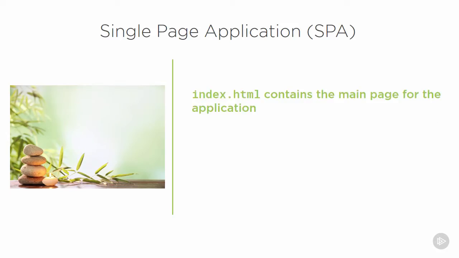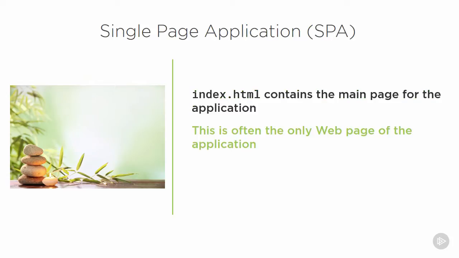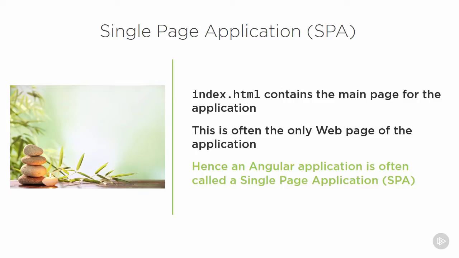Most Angular applications have an index.html file that contains the main page for the application. This index.html file is often the one true web page of the application. Hence, an application is often called a single-page application, or SPA. But don't worry, it will look to the user like we have lots of pages, as we saw in the demo at the beginning of this course. What we do is insert bits of HTML into the one HTML page defined in index.html. Let's see how that works.